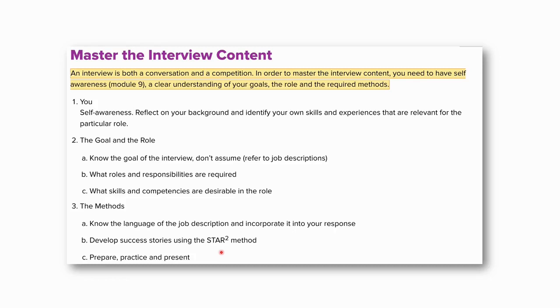Like, please explain to me the context of the story. Please explain to me what was necessary to be done. Please explain to me what you actually did. And please explain to me what was the result. And then answer the most important question. So what? Now that you've told me this, why is this relevant for this particular role, for this particular goal?